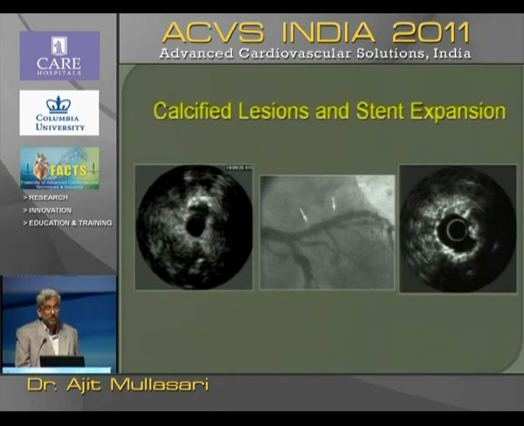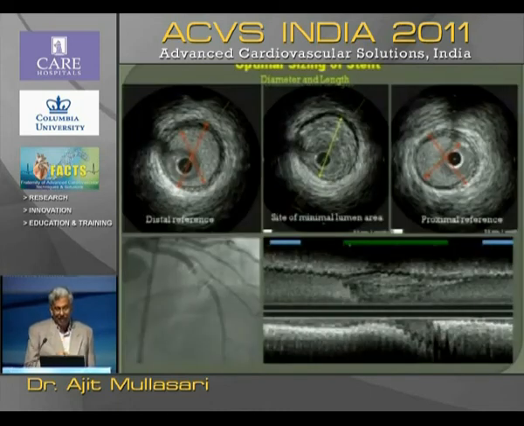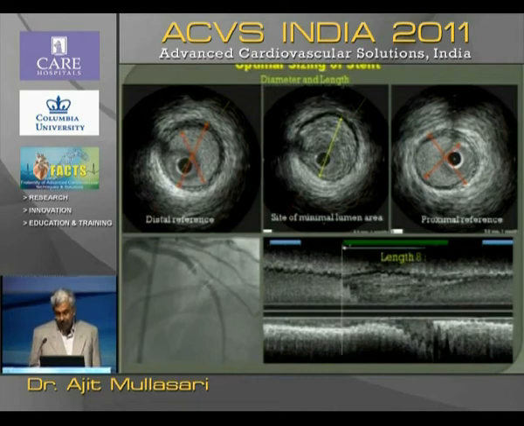In calcific lesions, the other important area for IVUS is for stent expansion. The left panel shows no stent expansion, and you nicely expand them afterwards with high pressure dilatation, so your stent gets better implanted. The role of IVUS is also to know the distal reference, the proximal reference, the site of minimal luminal area, and most importantly, the length of the lesion. Clearly, the length of the lesion is important so you don't get a geographical miss.